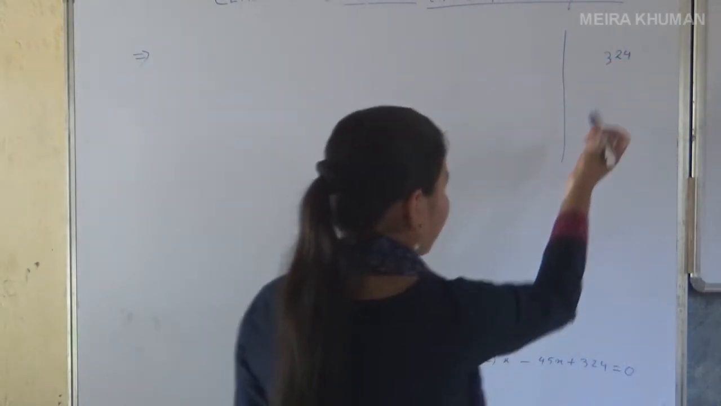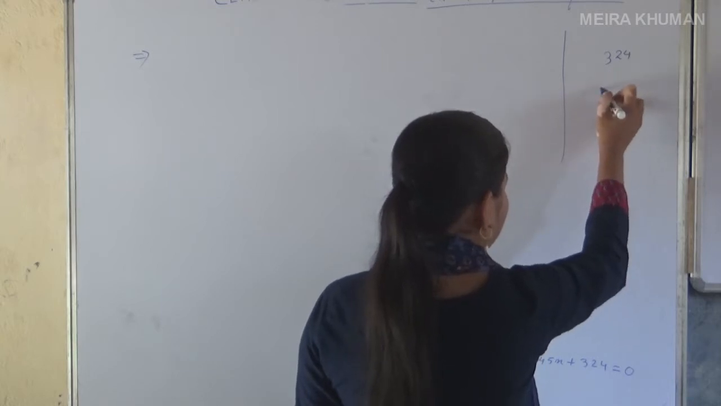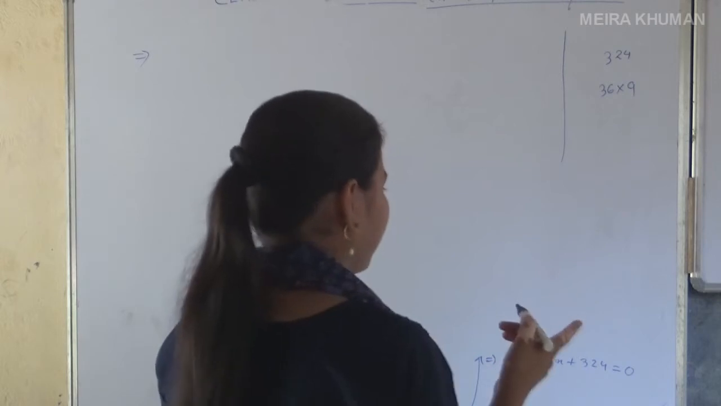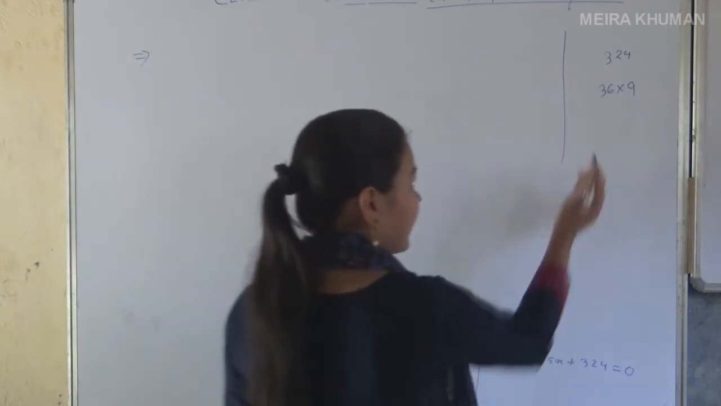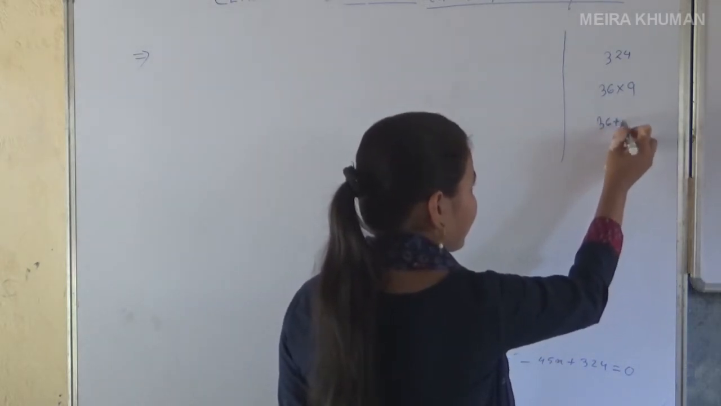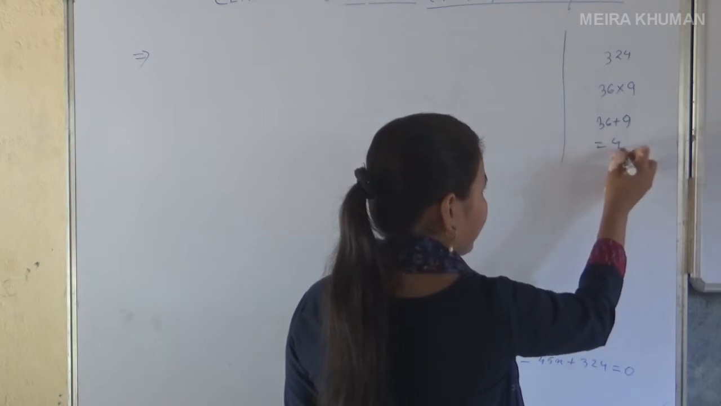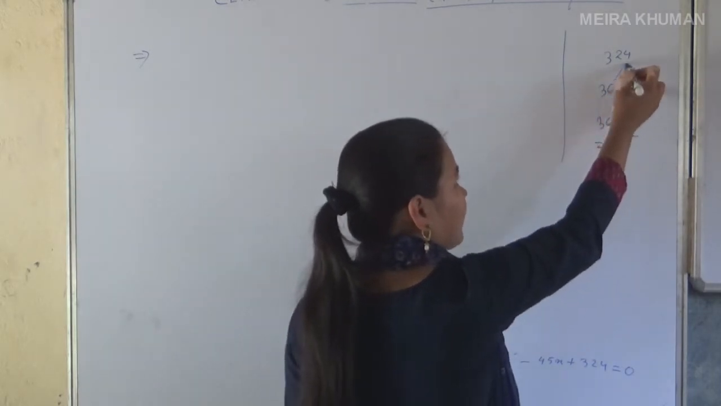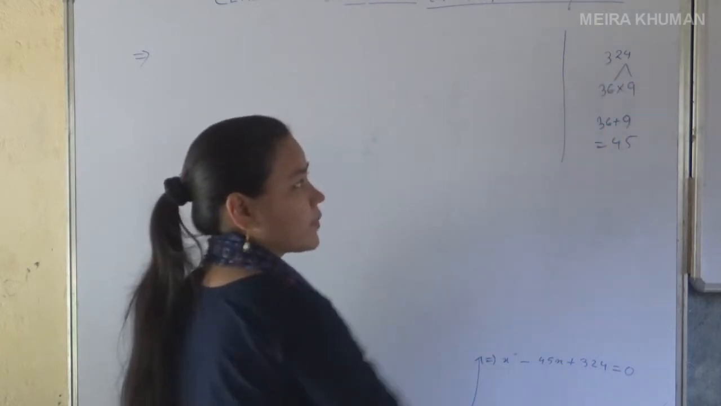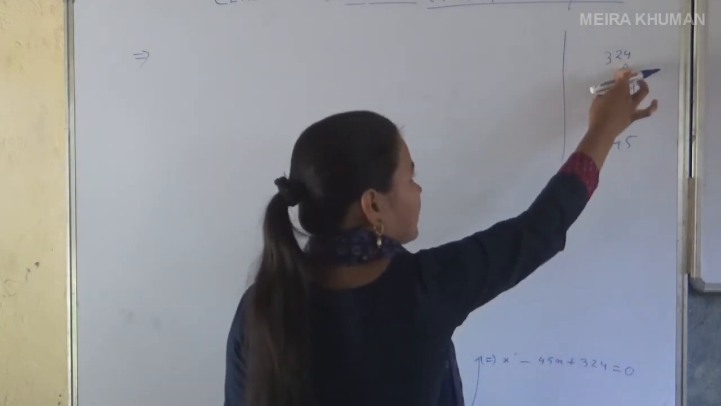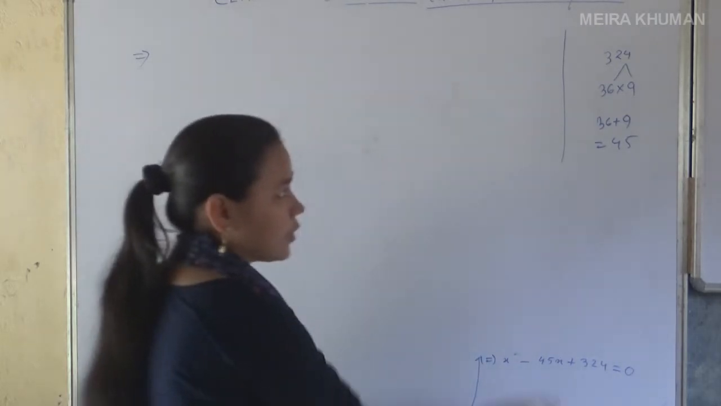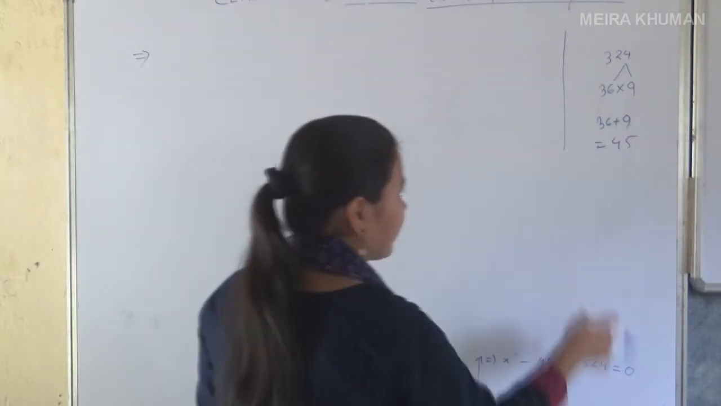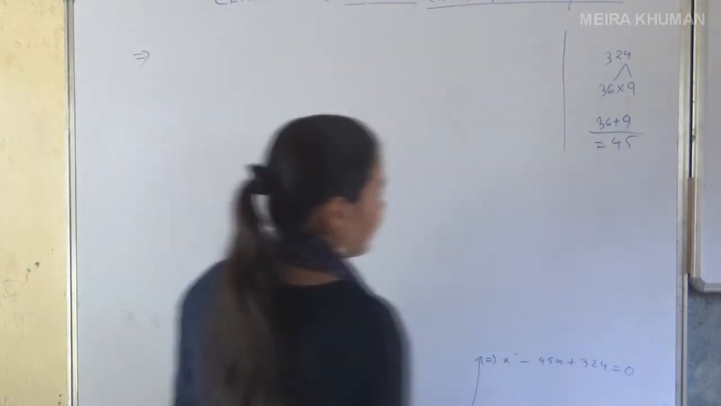Then factorization you can write directly: 36 into 9. 36 into 9 is 324, and if you add 36 plus 9 you will get 45. So the factors of 324 are 36 and 9, and if you add them you will get 45. If you subtract, you will not get it. So you should take it in this way.